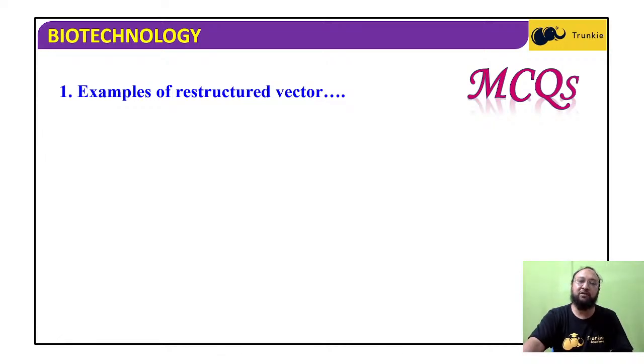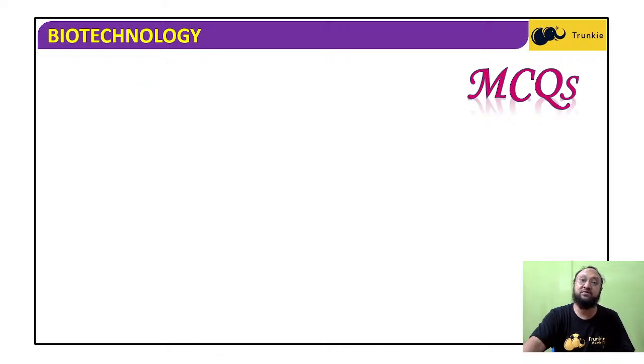Because the pores are there in the cell wall, the DNA can enter into the bacterial cell through those pores by treating with the calcium ion.